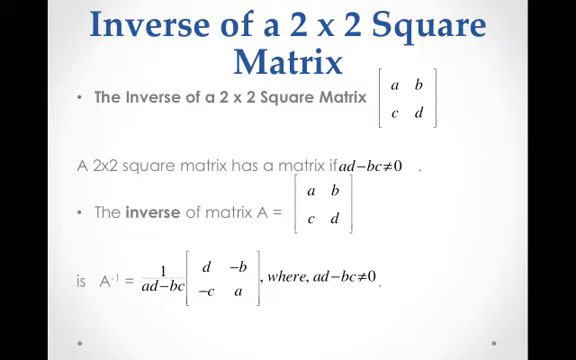negative B, negative C, A. So on the main diagonal, you swap the two elements, D and A change places. On the minor diagonal, B and C stay where they're at, but they change signs. And it has to be where AD minus BC is not equal to 0. Otherwise, that coefficient up front is undefined, and so you don't have an inverse.